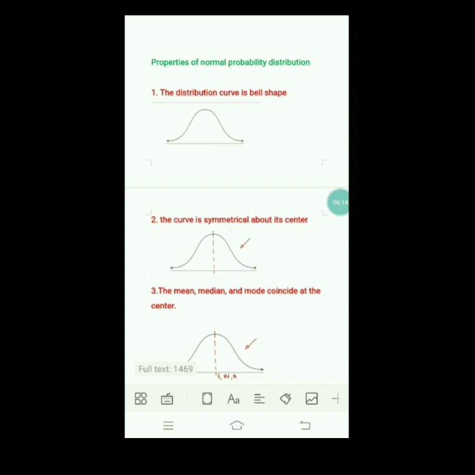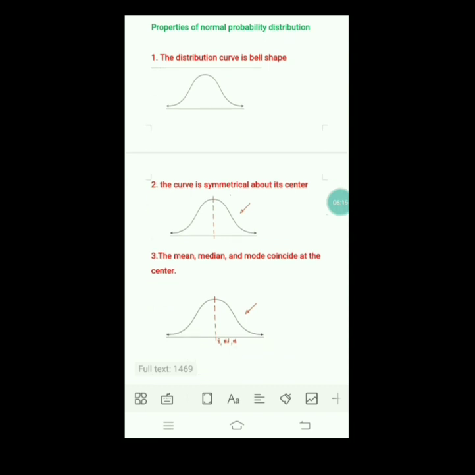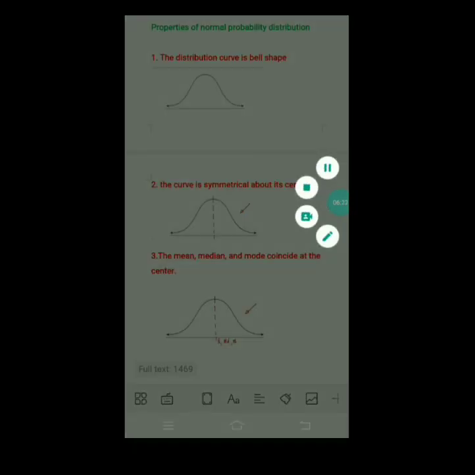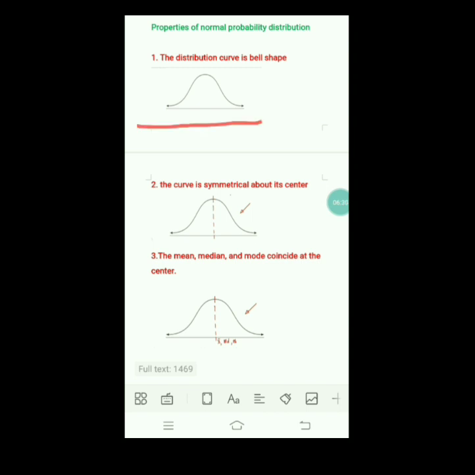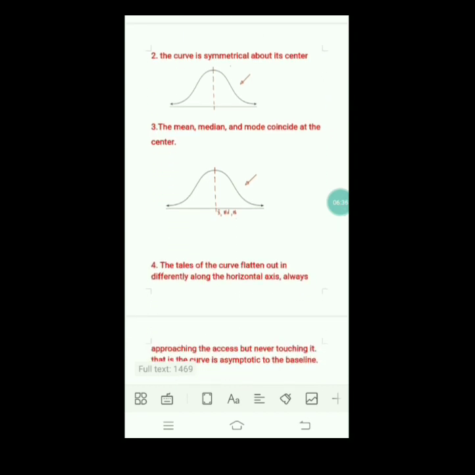So let's now proceed to the properties of a normal distribution. So number one is, of course, the distribution is bell shape. So as you can see here, our curve is a bell shape. Alright, so this is a bell shape. Simple. Number two, the curve is symmetrical about its center.